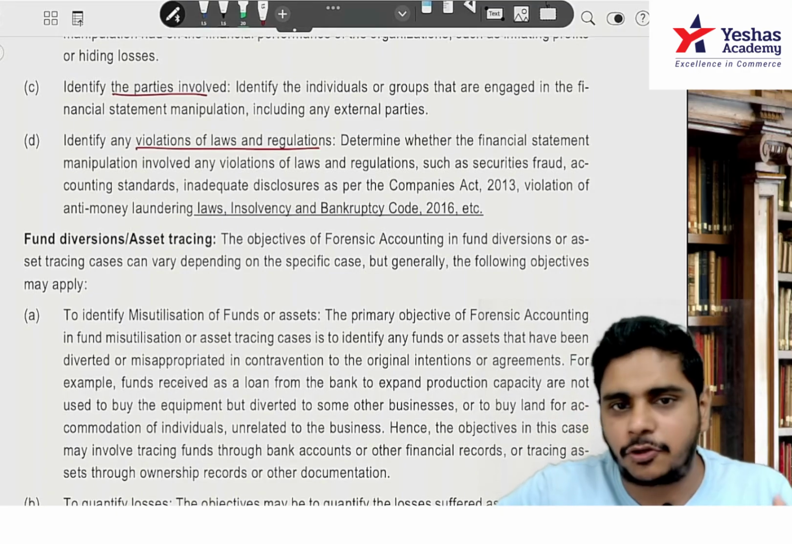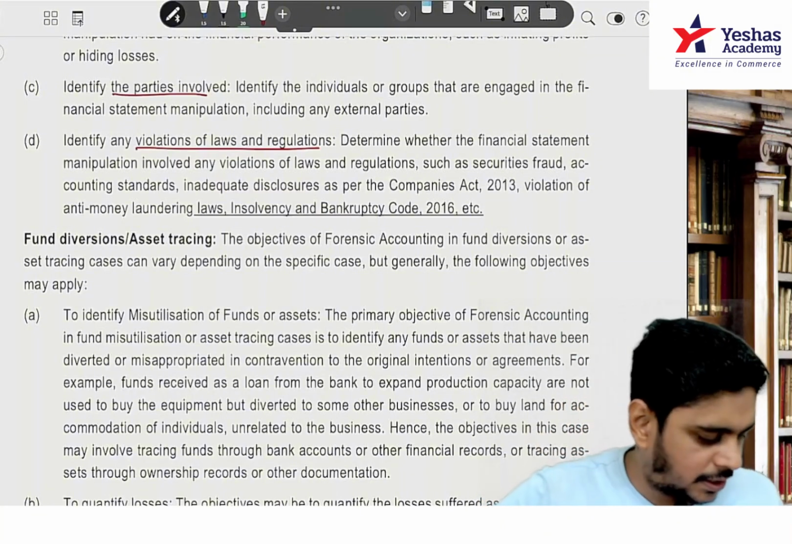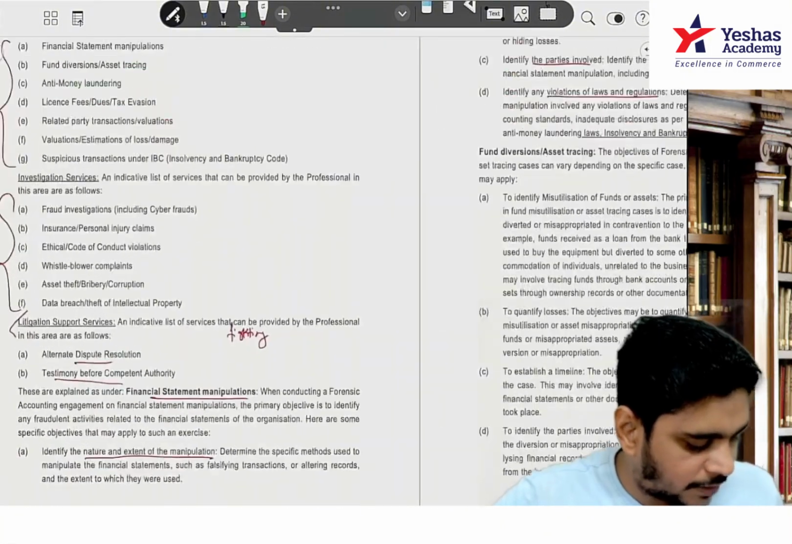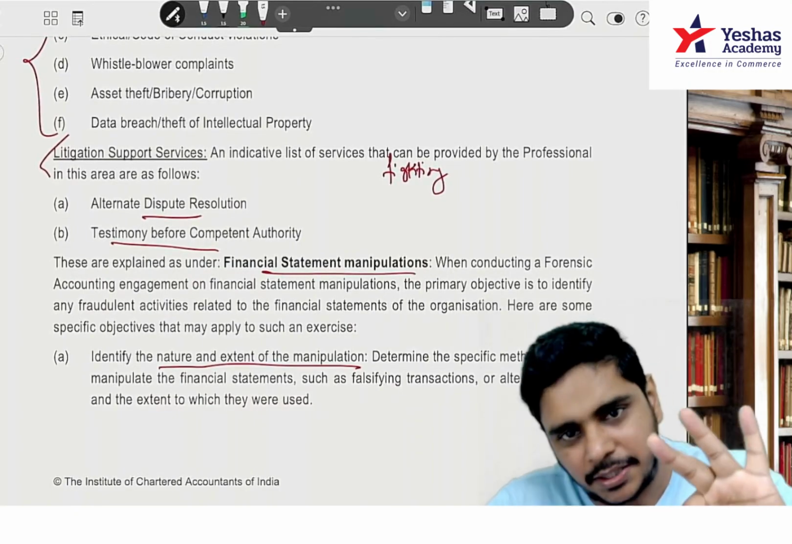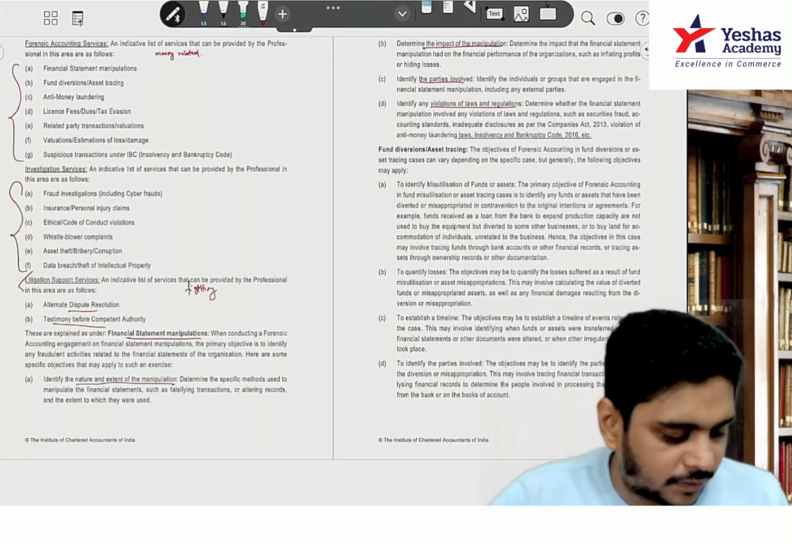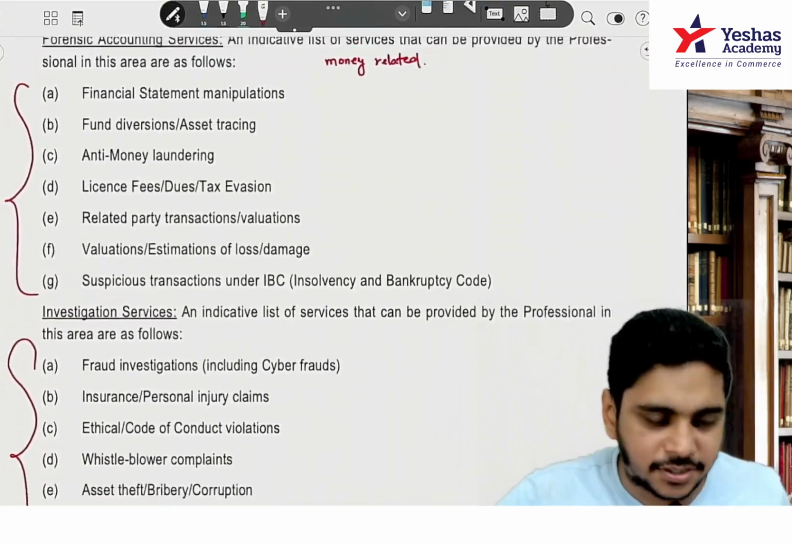It could be the Companies Act, it could be IBC, it could be income tax, it could be GST, it could be anything. So this is basically about financial statements manipulation. What will you do? The nature and the extent, the impact, parties involved, and the violations of laws and regulations. The next one is fund diversion and asset tracing.